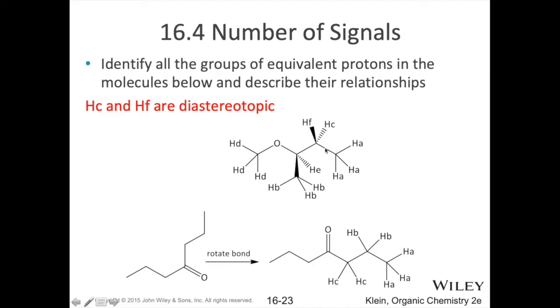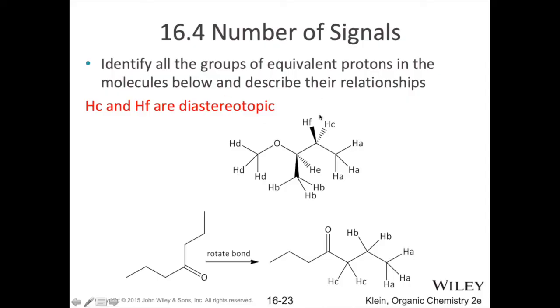You could rotate freely along this bond, and so there's a rotational axis running through this bond that allows each of these to be homotopic to each other. Likewise, all three of these hydrogens D and all of these three for hydrogens B are homotopic to each other. All of these other hydrogens aren't equivalent. You're going to see separate signals for these. So we would see 6 signals overall for this NMR spectrum.